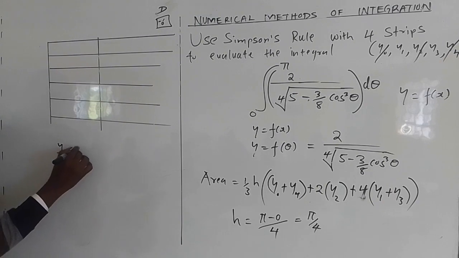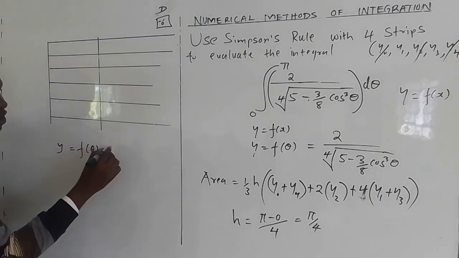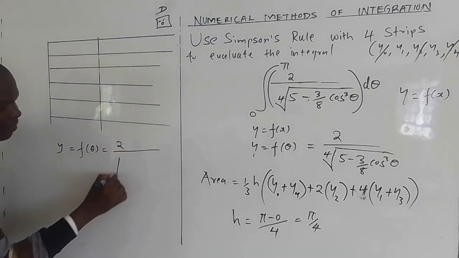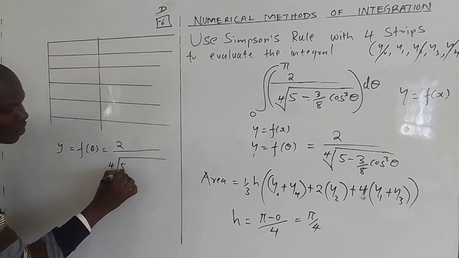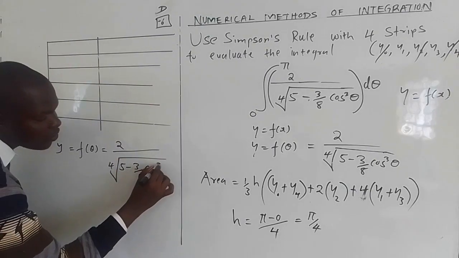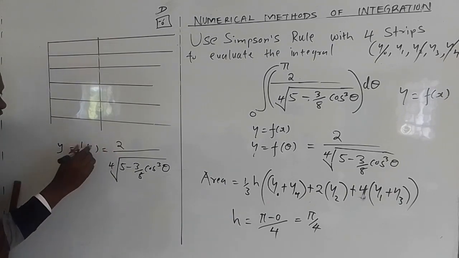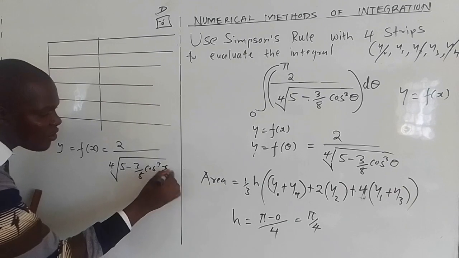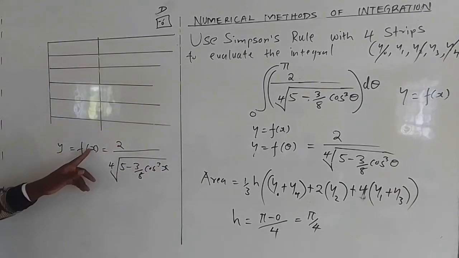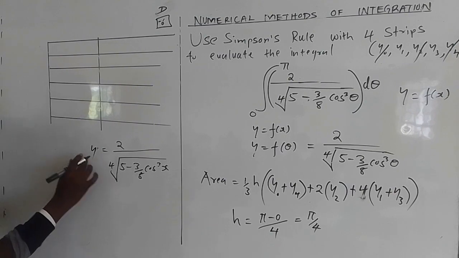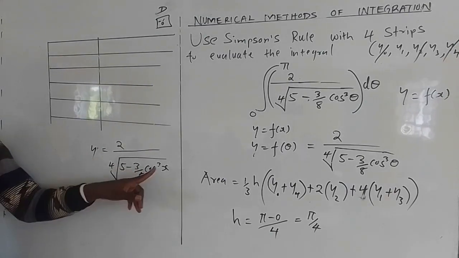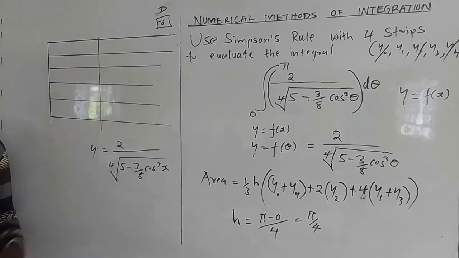If y is a function of theta, what have you found? You found 2 over 4th root of 5 minus 3 over 8 cos cubed theta. So if this theta was x, what were we going to have? Where there is theta you put x. Because you are used to dealing with x, isn't it? If it was x, this is what we were going to have. Meaning y is equal to that, so if you have an x value, you get a y value, isn't it?